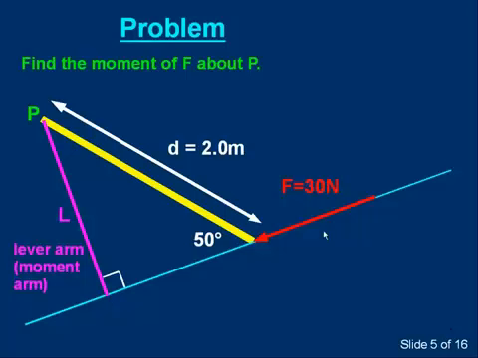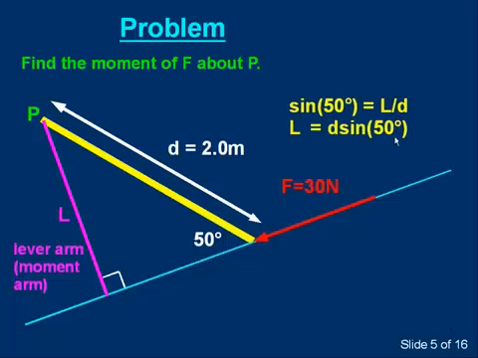And to work out the moment of the force about P, we're going to multiply F, 30 newtons, by this length. So the problem is, how do we work out this length L? Well, if you look, we have a right angle triangle. The sine of angle 50 is the opposite side, which is L, divided by the hypotenuse, which is D. Let's write that down. Sine 50 is L over D, opposite over hypotenuse. So to get L, we have to rearrange it, and that will give L is D sine 50.